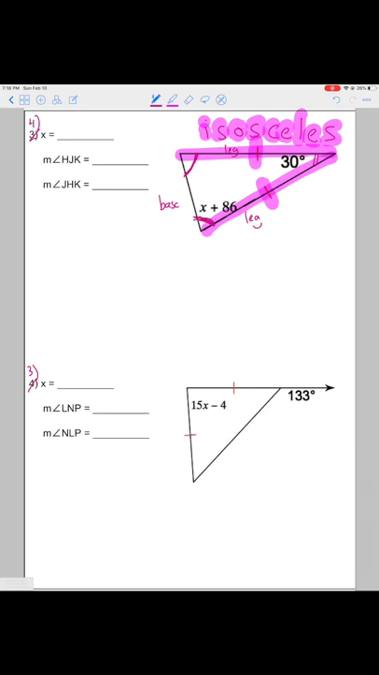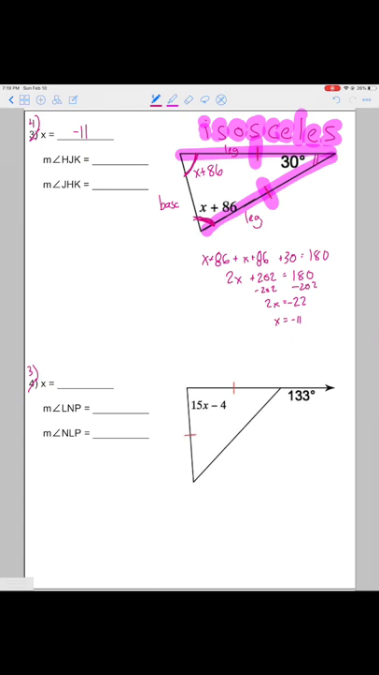So these two angles match. So this angle up here is also x plus 86. That's all we needed to add to our diagram. Now we can use the triangle sum theorem. So we can do x plus 86 plus x plus 86 plus 30 equals 180. Combine like terms, we get 2x plus 202 equals 180. Subtract the 202. We get 2x equals negative 22. So we get x equals negative 11.